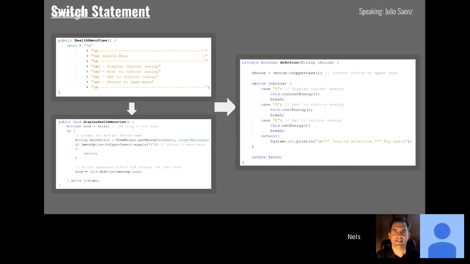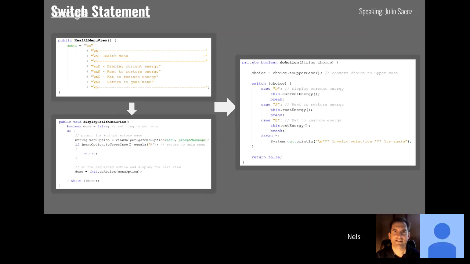The last selection statement is the switch statement. This statement can be used when creating a menu. On the upper left-hand corner is the text that would be displayed so that the user can make a selection of the menu. There are 4 selections in this example. If the user selects R for return to game menu, it will execute the display health menu view method shown right below it. When the user enters R, it will return the view back to the previous menu.